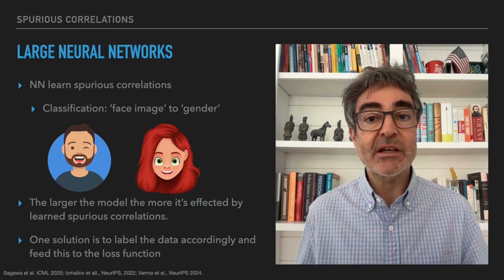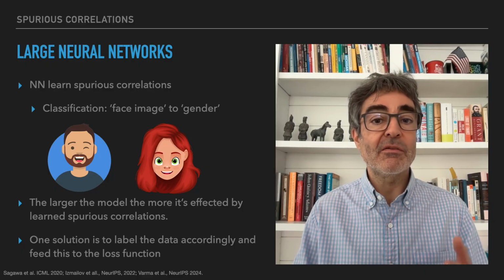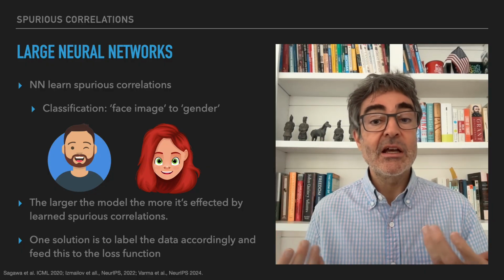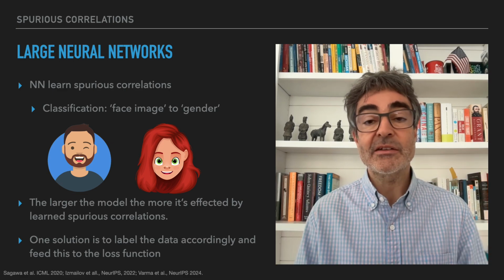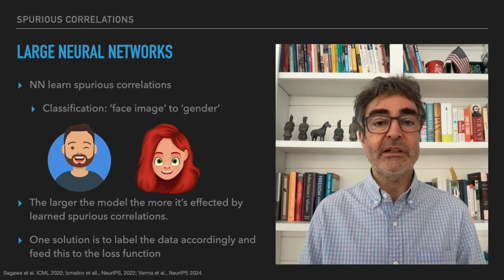So for instance, I could tell my loss function to pay more attention to samples of men with long hairlines and females with shorter hairlines than the counterparts so that I balance my training.